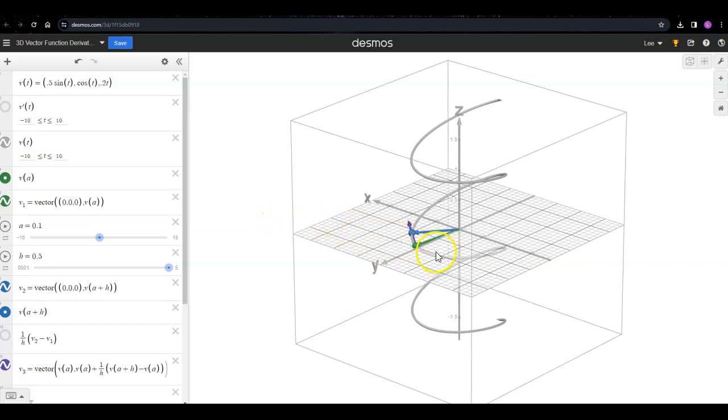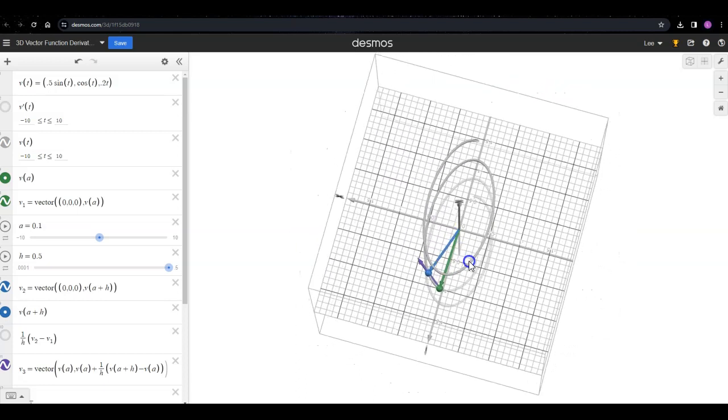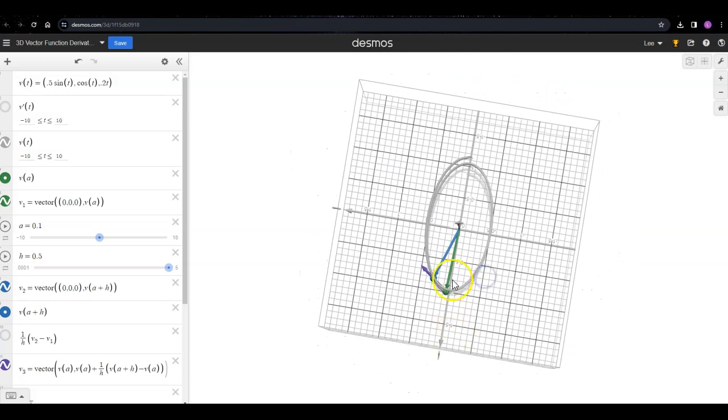So right now, you'll see I have my v of t defined as 0.5 sine t, cosine t, 0.2 t. So this is sort of an elliptic spiral. If you look top down, in the y direction I'm going 1. That's this cosine right here, taking me 1. In the x direction, I have this 0.5 sine t, so I'm only moving 0.5. And we're just tracing out this ellipse through that whole thing.